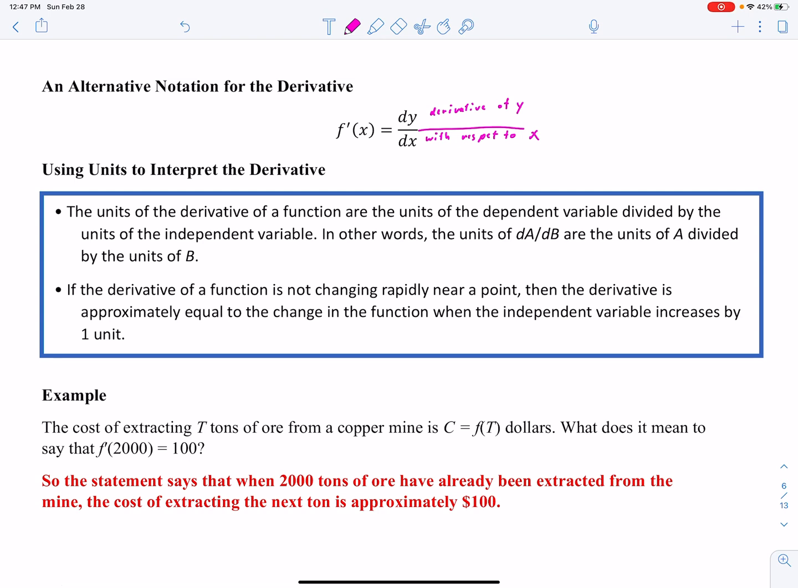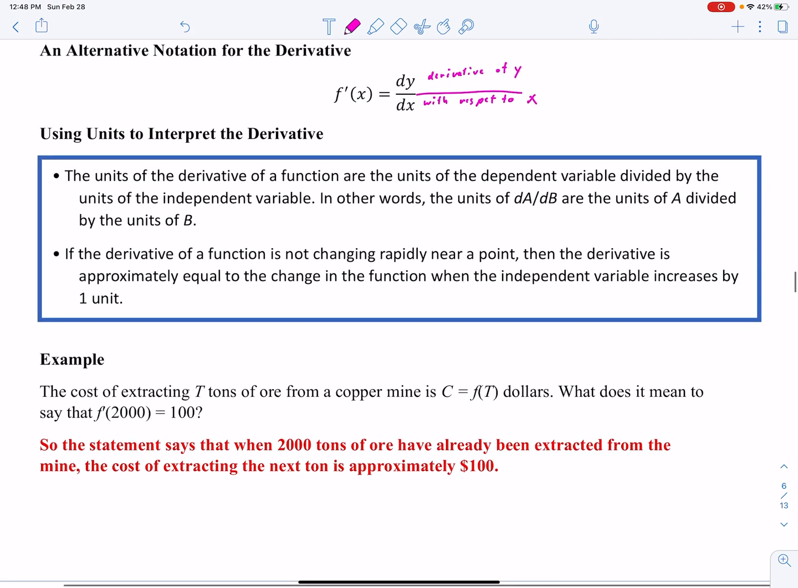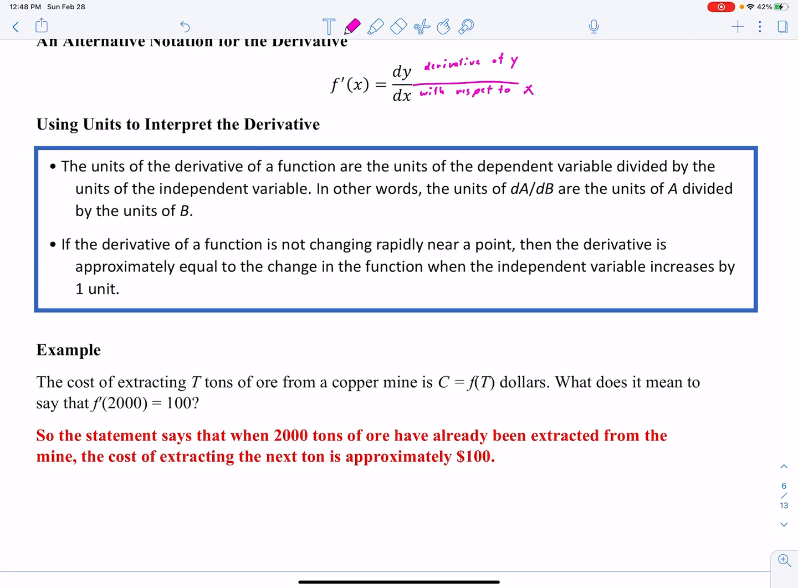All right, so using units to interpret the derivative. The units of the derivative of a function are the units of the dependent variable, the y variable, divided by units of the independent variable, x. In other words, the units of dA dB are the units of A divided by the units of B. Or as we wrote it up here, dy dx, units of y divided by units of x. If the derivative of a function is not changing rapidly near a point, then the derivative is approximately equal to the change in the function when the independent x variable increases by 1 unit. That's usually how we read a slope.